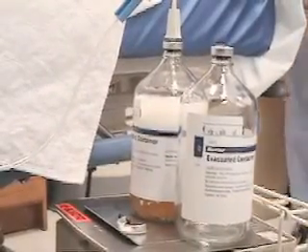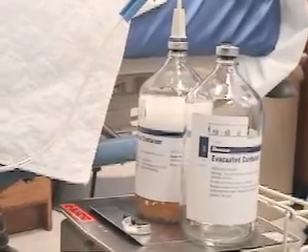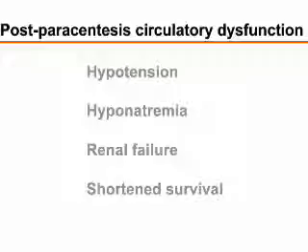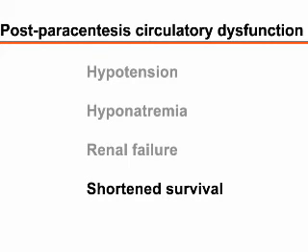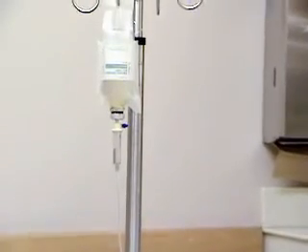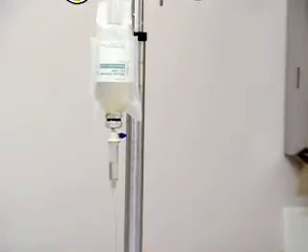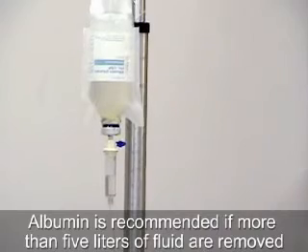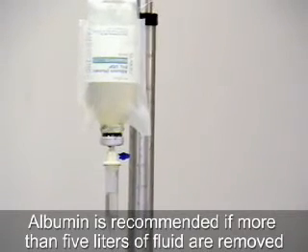Post-paracentesis circulatory dysfunction may occur after large volume paracentesis and may lead to hypotension, hyponatremia, renal failure, and shortened survival. Although the use of albumin as a plasma expander is controversial, its use is recommended if more than 5 liters of fluid have been removed.